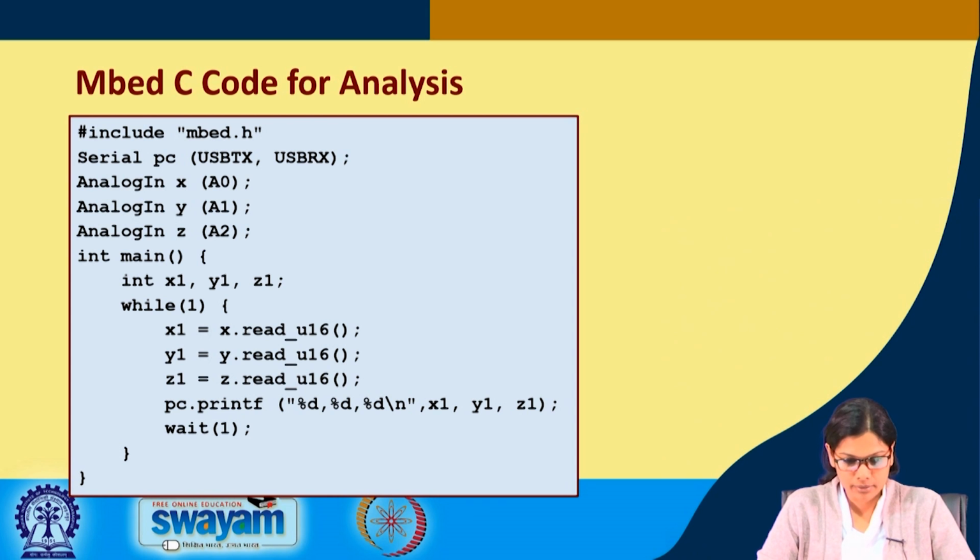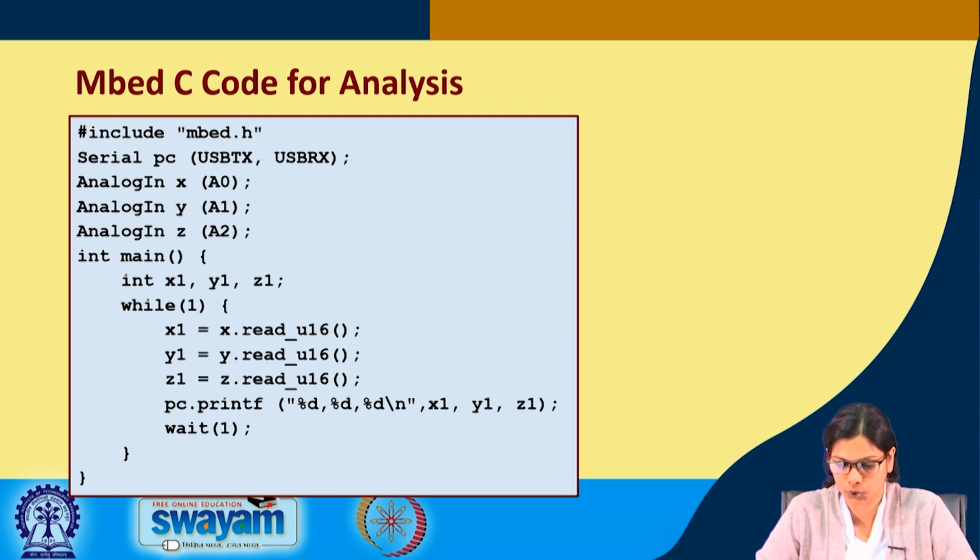Then goes the main function. In the main function we define 3 variables, x1, y1 and z1, where we are reading the analog value using the function x.read_u16, y1 will be y.read_u16 and z1 will be z.read_u16. And the serial communication with the name PC that we have already made will be used to print the values of the x, y and z coordinates, which are stored in the variables x1, y1 and z1.